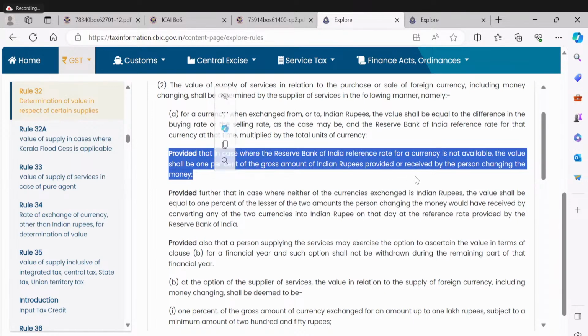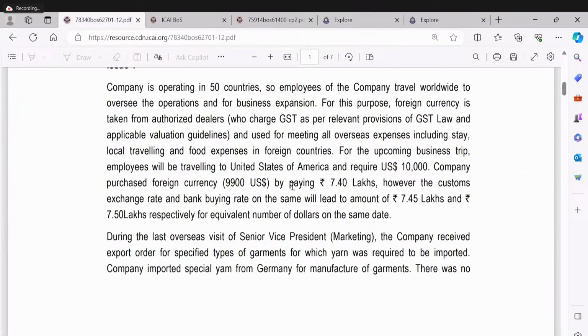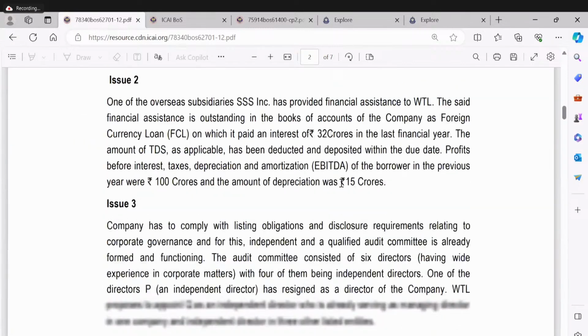Proviso says if RBI reference rate for a currency is not available, then the value will be 1% of the gross amount of Indian rupees provided or received by the person changing the money. Now, in this case, the person is actually giving 7.4 lakh rupees in order to get 9,900 US dollars. So we have to compute 1% of 7.4 lakhs. That comes out to 7,400 rupees. And on that, this will be the value of supply of services or buying or selling of foreign currency. And on that, we have to apply the rate of 18%.